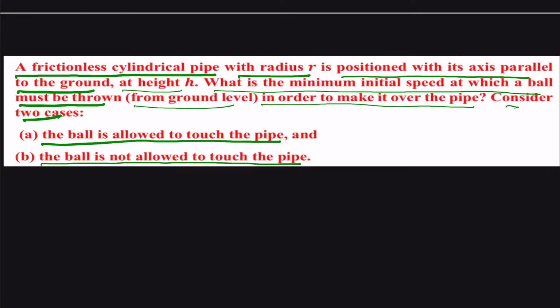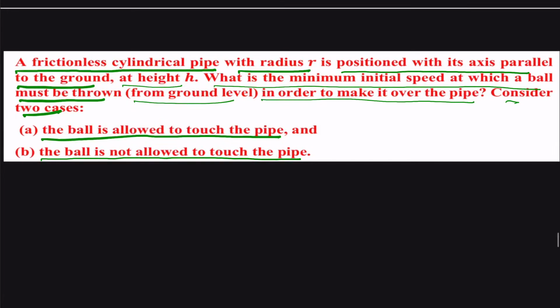Okay. So we can just draw an approximate figure. So we are given that we have a pipe. Suppose this is the pipe, and this is the axis of the pipe, and this axis of the pipe is at a height h. And we are given that the radius of the pipe is r.